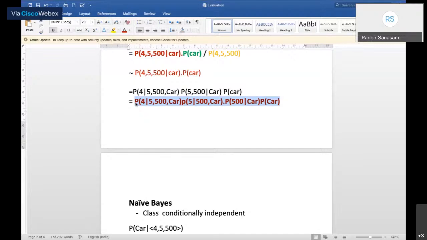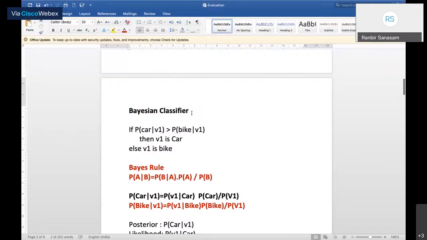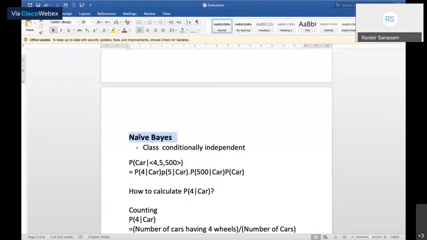So if you are using the Bayesian classifier, you have to estimate this for car, you have to estimate this for bike, and see which one is larger. But the Bayesian classifier with more features is going to be an expensive operation. So sometimes it is not practically feasible to apply in some real-time scenario. So instead of applying the Bayesian classifier that we have started with, it is approximated as something called the naive-Bayes classifier.